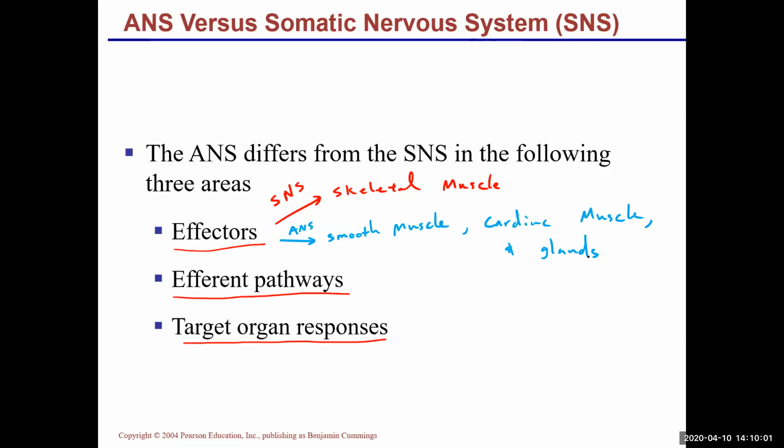So that was the differences. Let me add to it a little bit, so we know about the effectors. Now let's take a look at the efferent pathways. What do the efferent pathways have to do with this? When we say efferent pathway, think about the motor neurons.